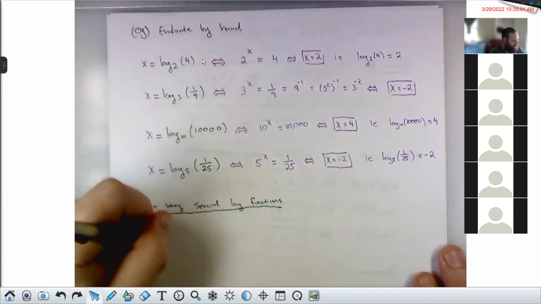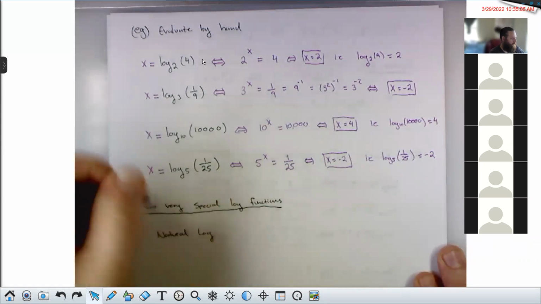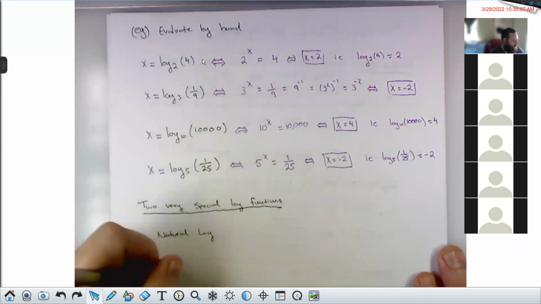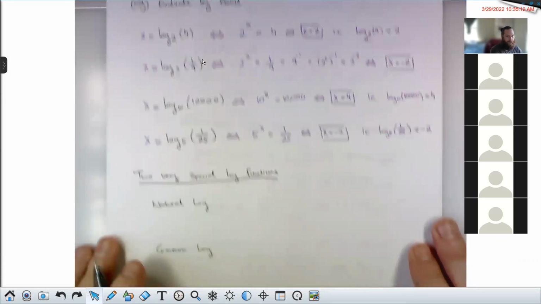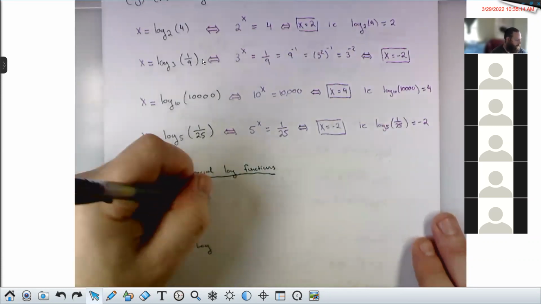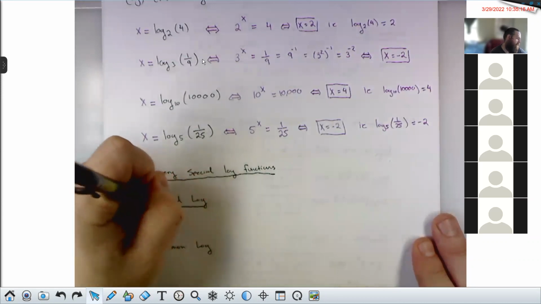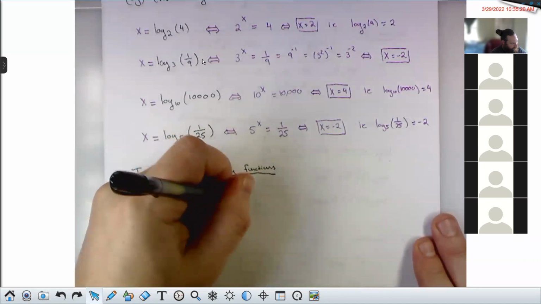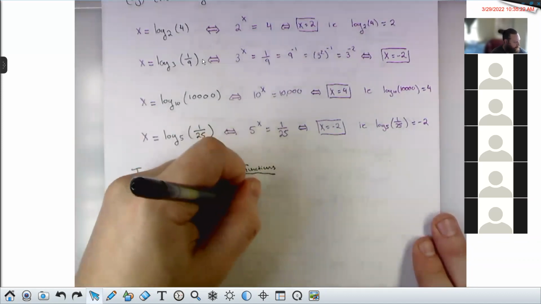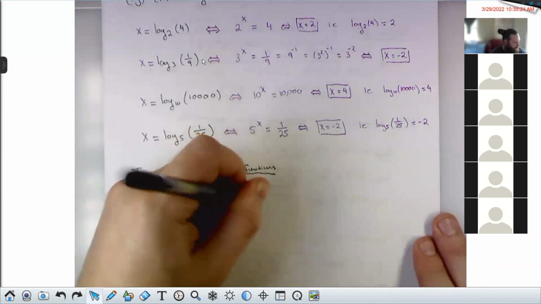These are the natural log, and the other one is called the common log. And each one of these has their own notation. So the log with the base e is very special.